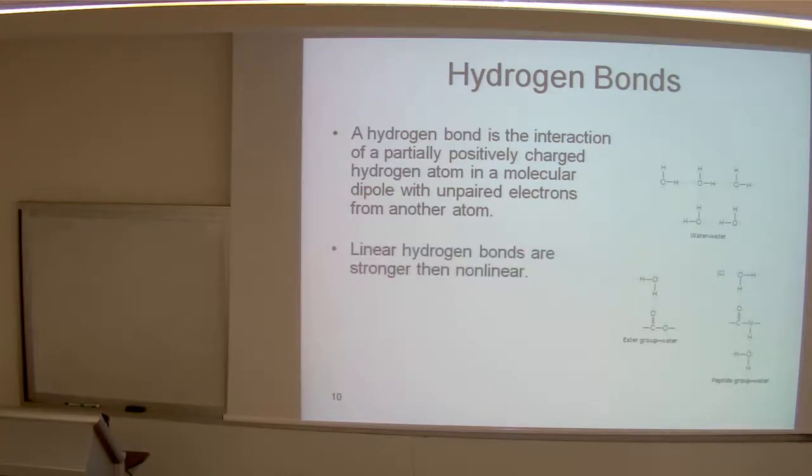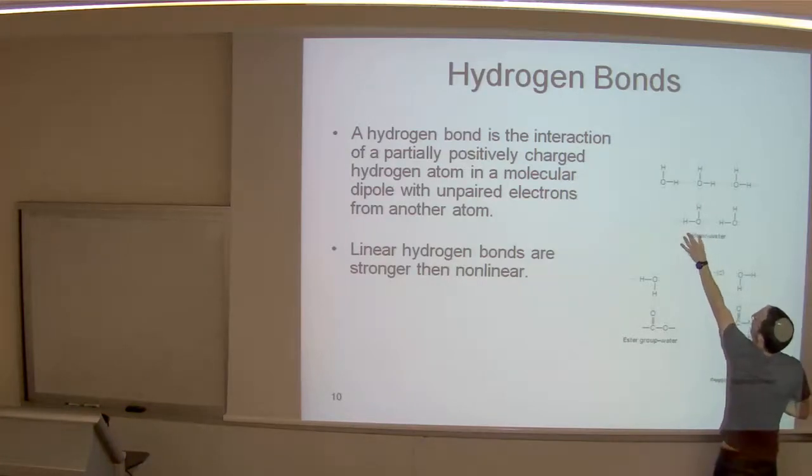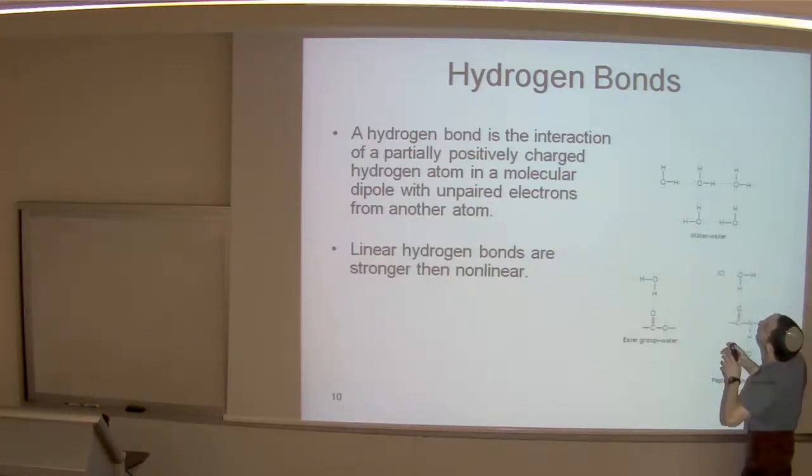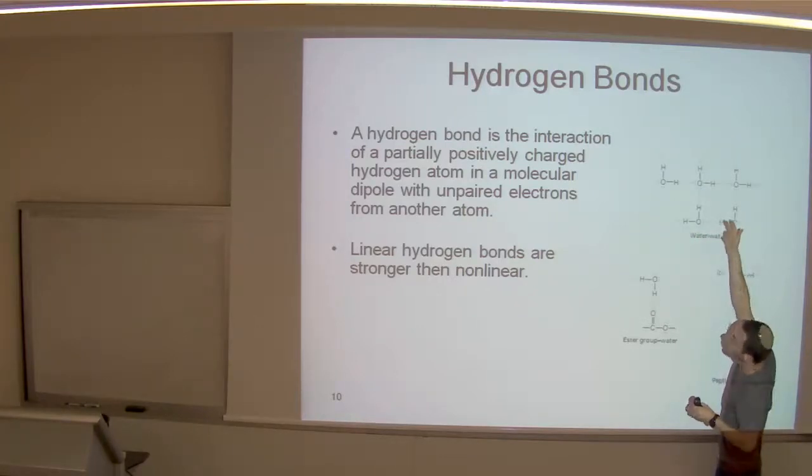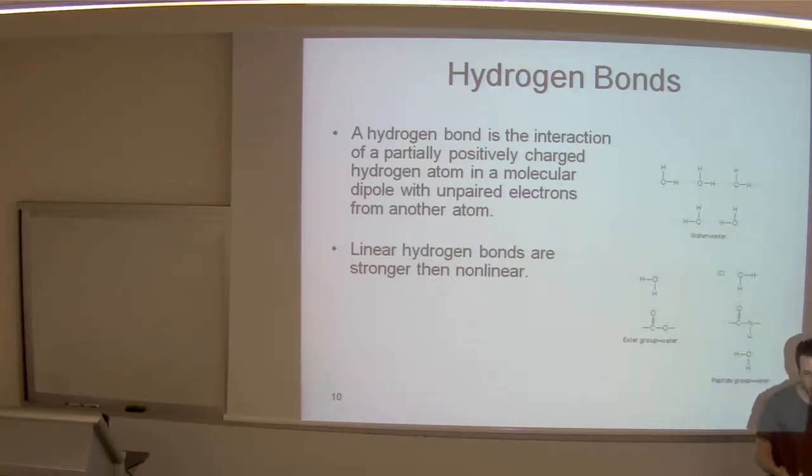A few things to know about hydrogen bonds. First is that the linear arrangement is the strongest, and by linear I mean that the oxygen, hydrogen, oxygen are all aligned along a straight line. So if I take this molecule and give it a slight tilt, so that the OH will no longer be on a straight line with the HO, then the bond will be weakened.